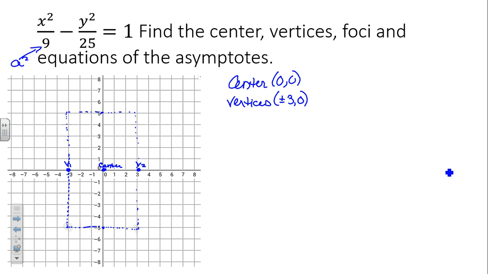And then we draw the diagonals. Those give us our asymptotes. And so we know the appearance of our hyperbola now is going to approach those asymptotes but not touch them.